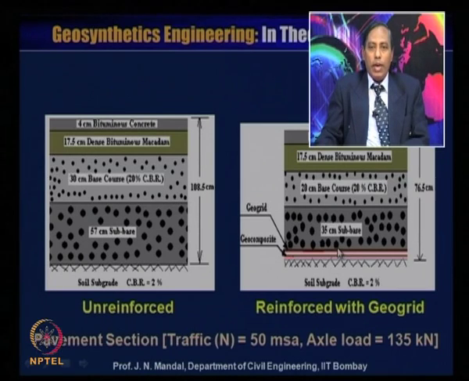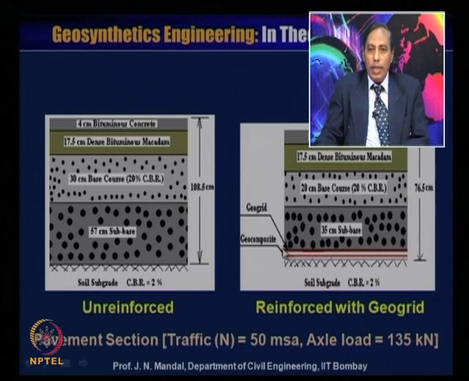But in the case of reinforcement with the geogrid, where the soil subgrade CBR is equal to 2%, the thickness of the pavement is 76.5 centimeter, and this is 35 centimeter subbase, 20 centimeter base course, that is 20% CBR, and 17.5 centimeter dense bituminous macadam or DBM, and 4 centimeter bituminous concrete.